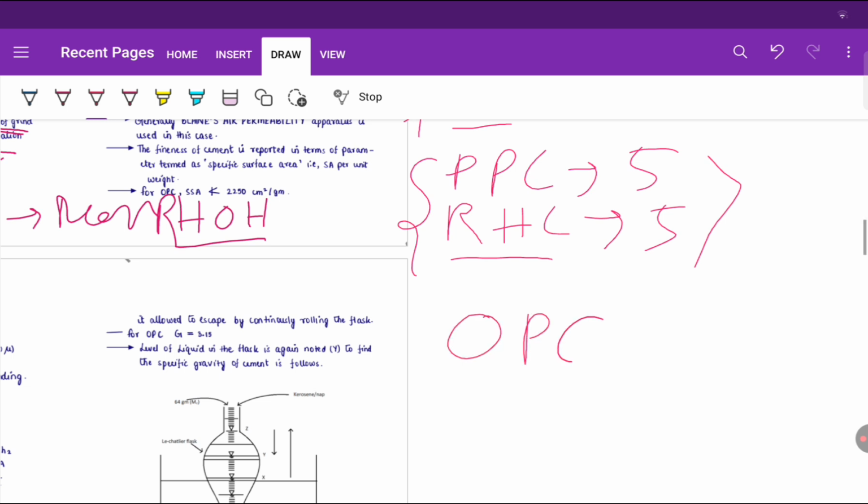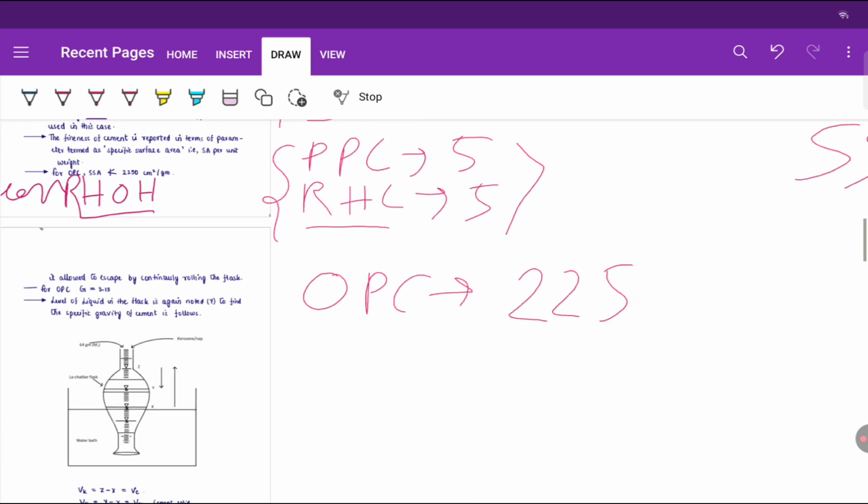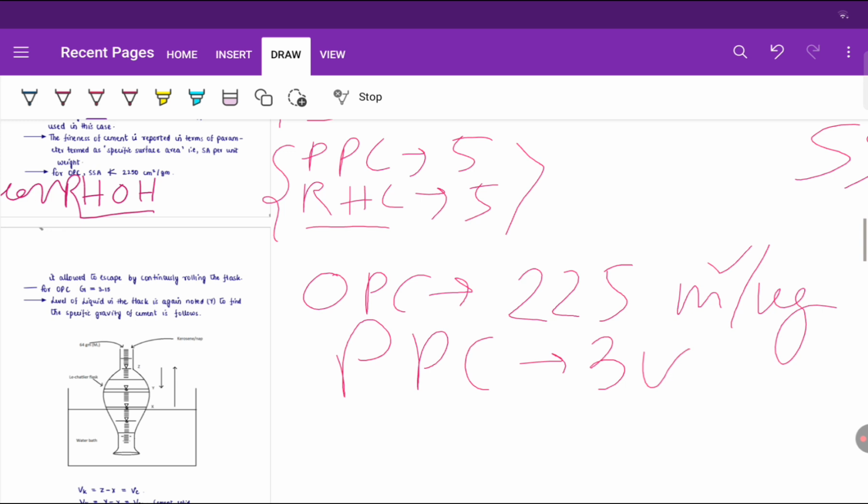OPC and specific surface area 225 meter square per kg. PPC 300. Okay, and RHC 325 meter square per kg.